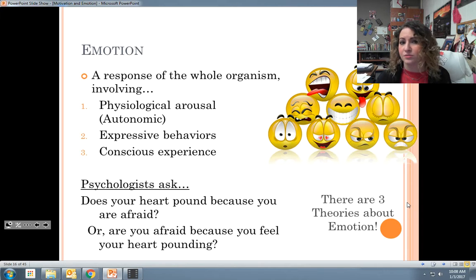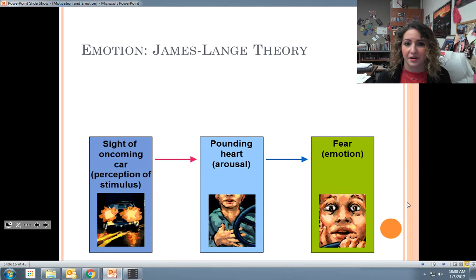There are three responses to this question, and the jury's kind of still out. We don't really know. They're theories, not facts. So let's look at the three theories. The first theory is the James-Lange Theory. If you look at the picture underneath, it says there's the sight of the oncoming car, then your heart pounds, and then you have the emotion of fear.